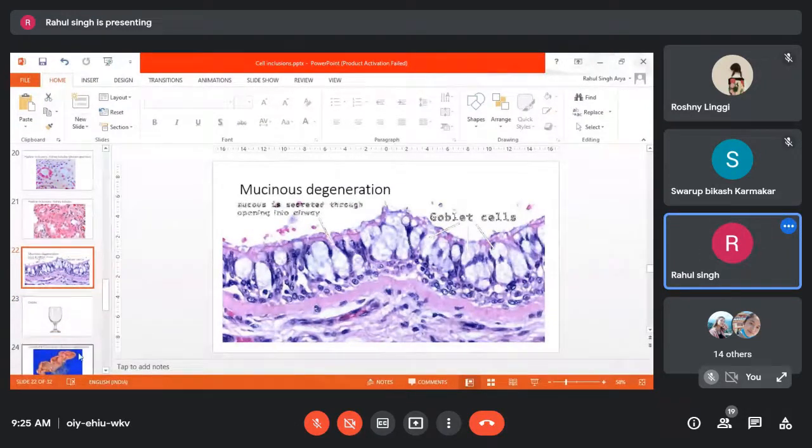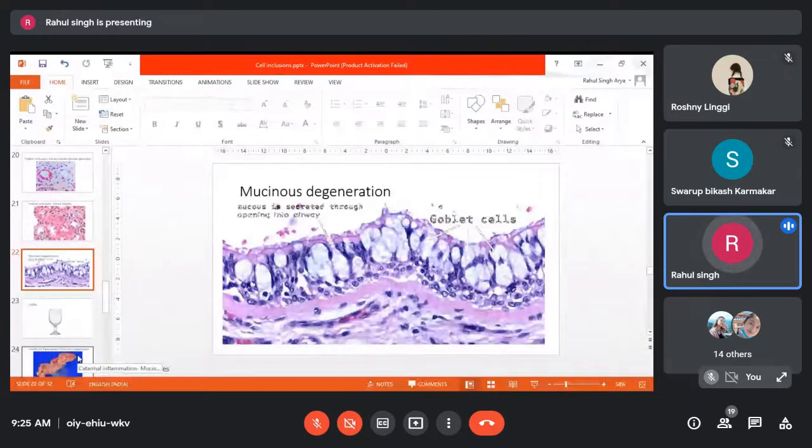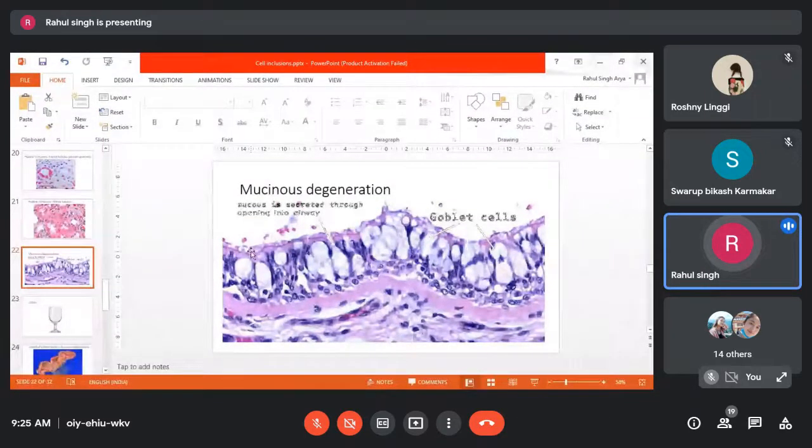Okay. And in mucinous degeneration, there is hyperplasia of goblet cells. If you see this epithelium, you find no other cells, very few other cells, and that too in the base. Most of the cells are actually goblet cells. This area is literally covered by goblet cells. This is called the mucinous degeneration, or I can call it catarrhal inflammation.